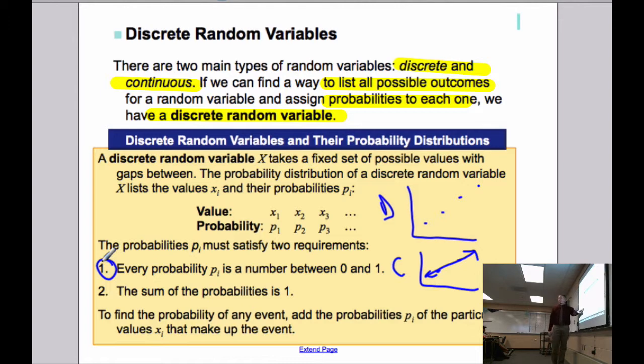There's a difference between probability and percent. Number 2, the sum of the possibilities has to be 1. Remember, your whole sample space has to be 1? That's nothing new. We're just defining it now.